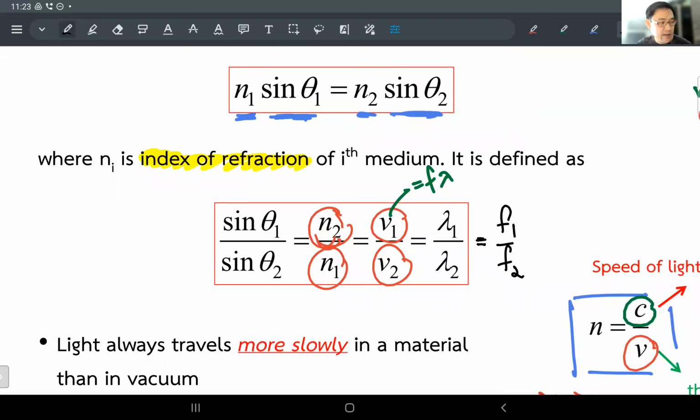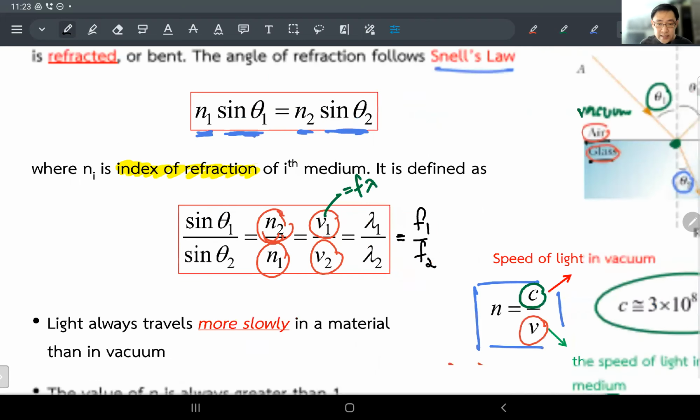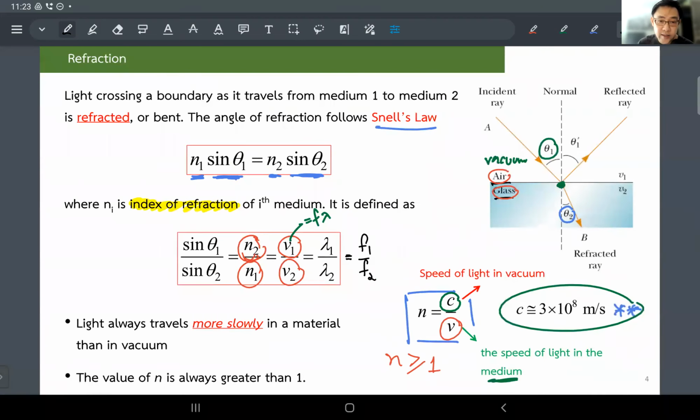What do you think, guys? Why don't I put F1 over F2 in this box, but I only keep the lambda 1 over lambda 2? Any clue? Okay, the thing is this, eventually something has to be fixed. It cannot just keep changing all the time, right?